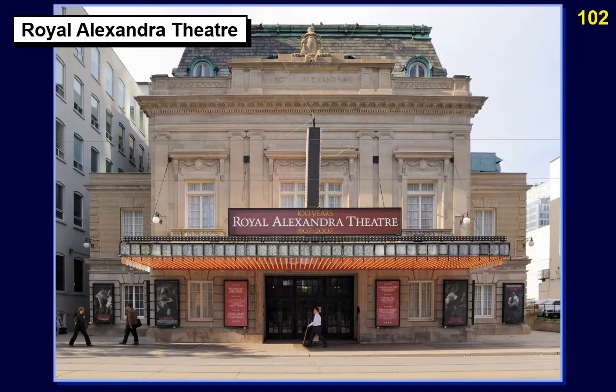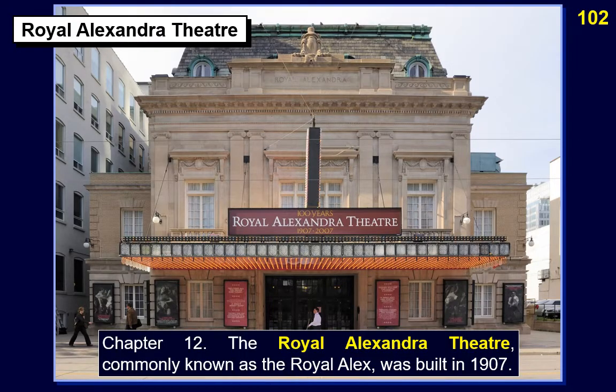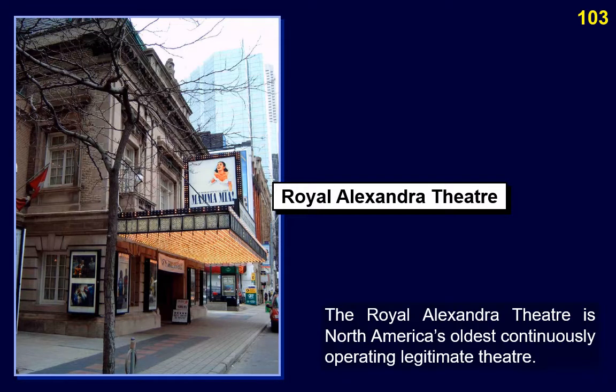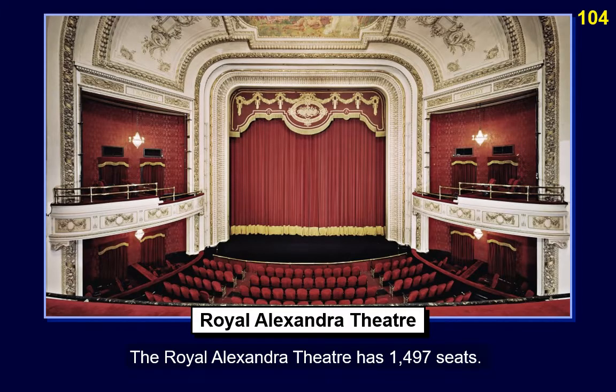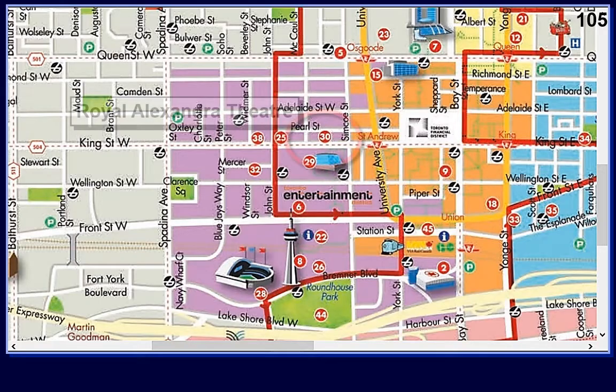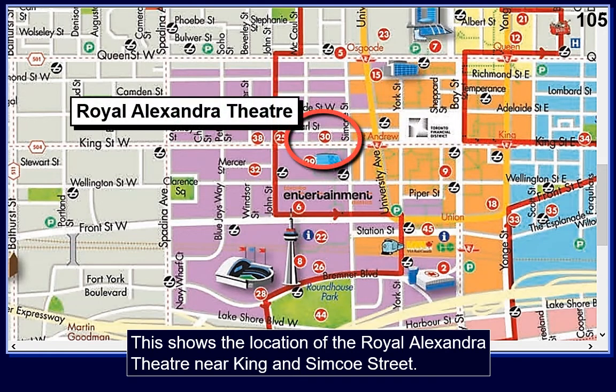Chapter 12. The Royal Alexandra Theatre, commonly known as the Royal Alex, was built in 1907. The Royal Alexandra Theatre is North America's oldest continuously operating legitimate theatre. The Royal Alexandra Theatre has 1,497 seats. This shows the location of the Royal Alexandra Theatre near King and Simcoe Street.